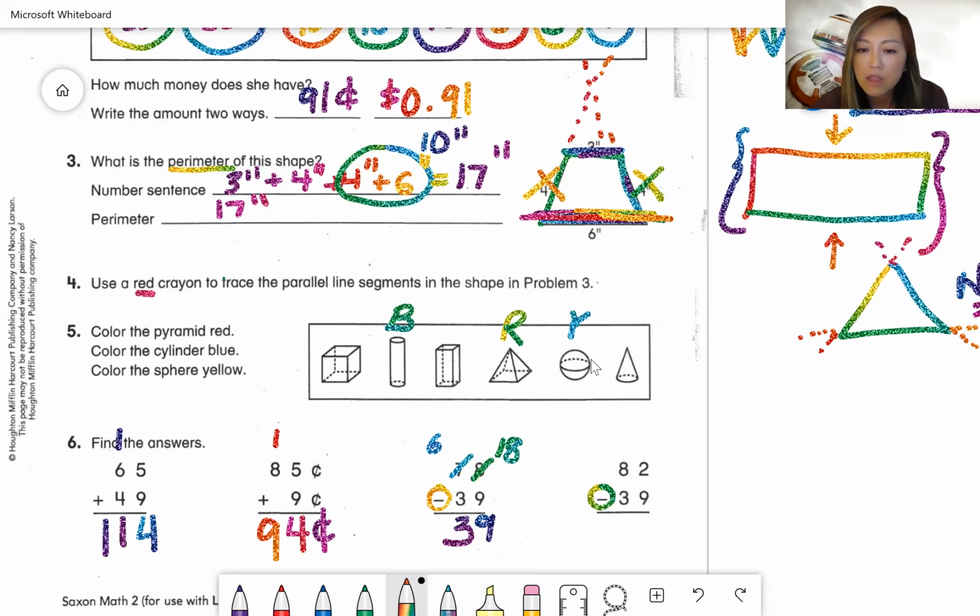Okay, now, last one. 82 minus 39, you do not have enough here either, so cross out the 2, make it a 12. Cross out the 8, turn it into a 7. So 12 minus 9, yay, minus 9, so we've been practicing that. Will give you the answer of 3. 7 minus 3 equals 4, right?